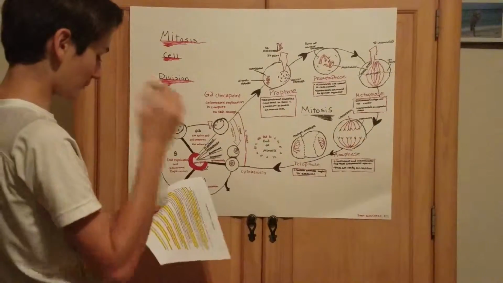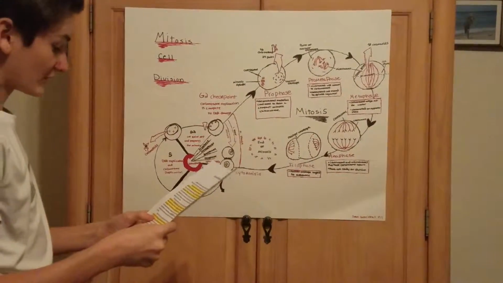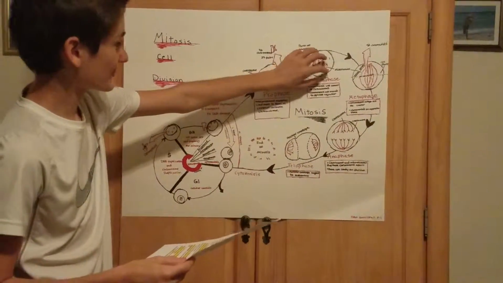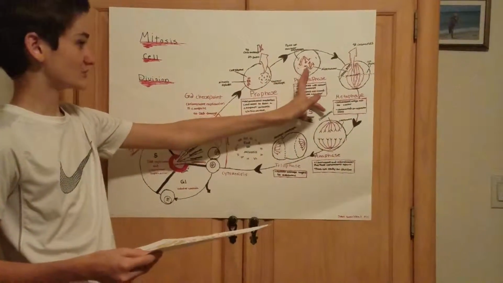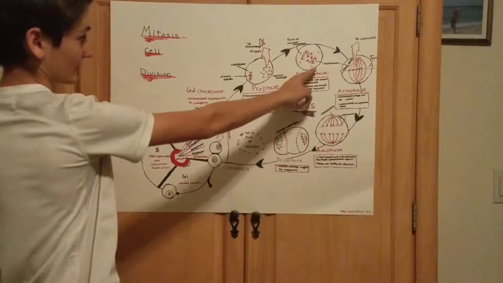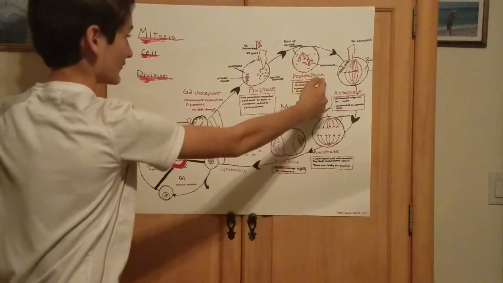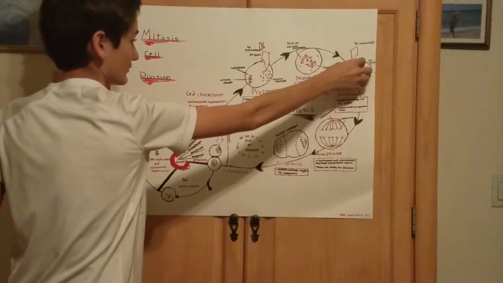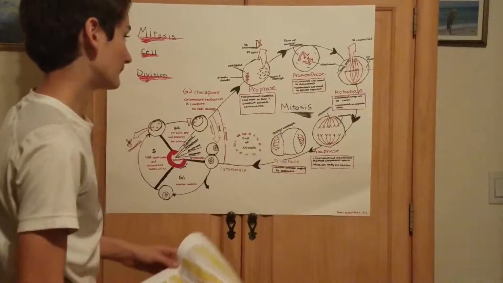So next, the cell will move on, and it'll start the prometaphase. In the prometaphase, you can see that the chromosomes and centrosomes are spread out, and the nuclear envelope will begin to shatter. And what happens is these microtubules will basically connect to these chromosomes and chromatids and start to create this giant spindle that we're going to see in the next one.